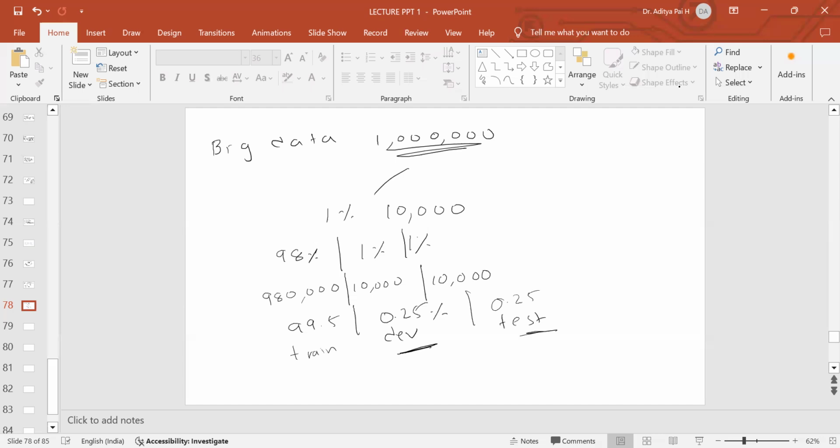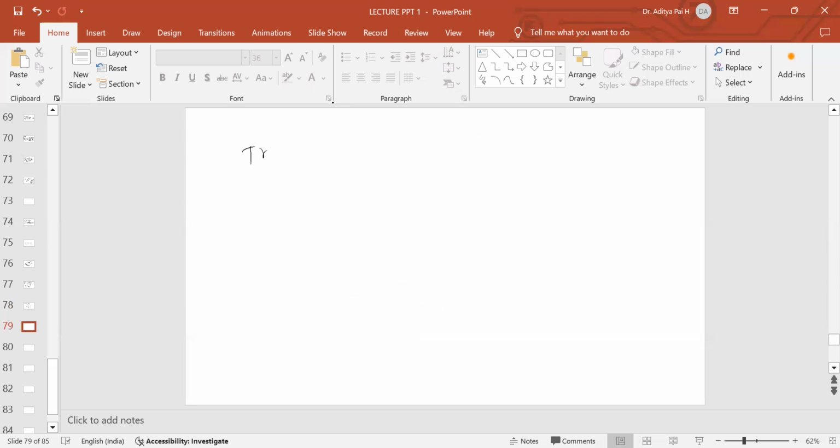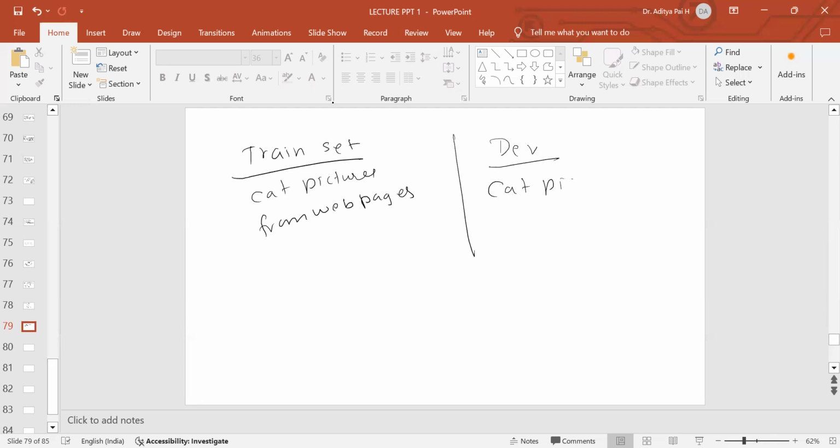So what are the examples of the training set? You train on cat pictures from web pages, or from the data which is coming from the web pages, and dev is nothing but cat pictures from users using your app.